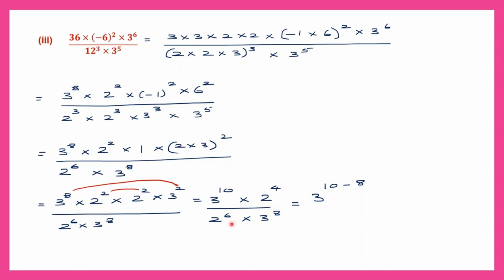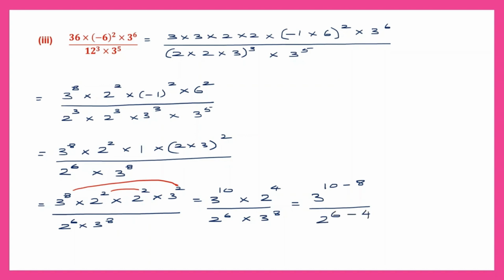Which is the higher power? The higher power is 6. That means we take 4 down. We take the smaller power down and we subtract it from the higher power. So that means we have 2 in the denominator. We have 6 there.